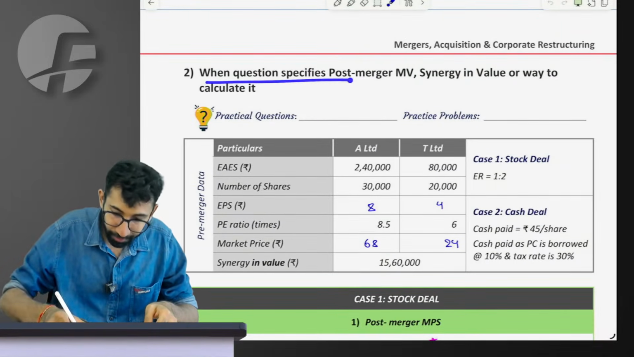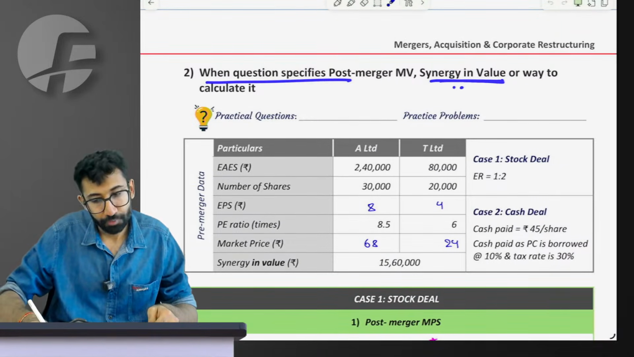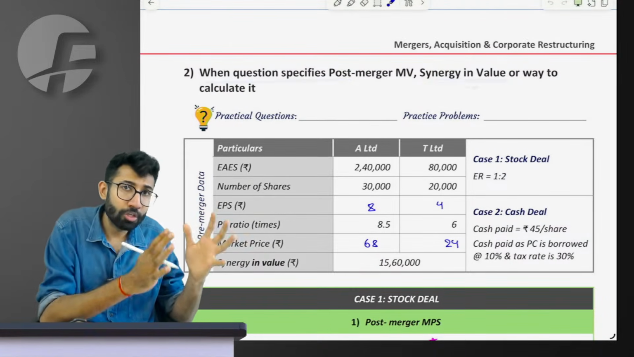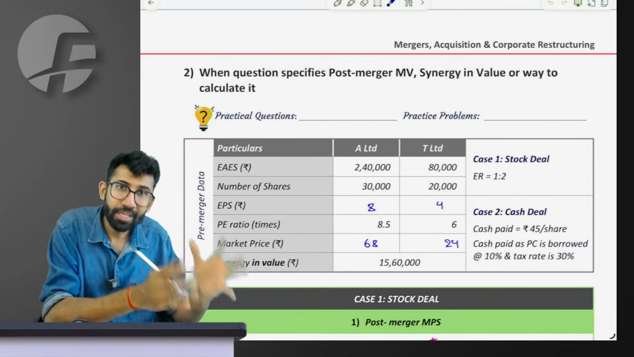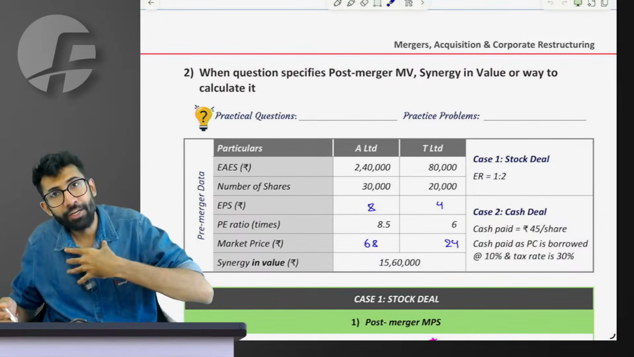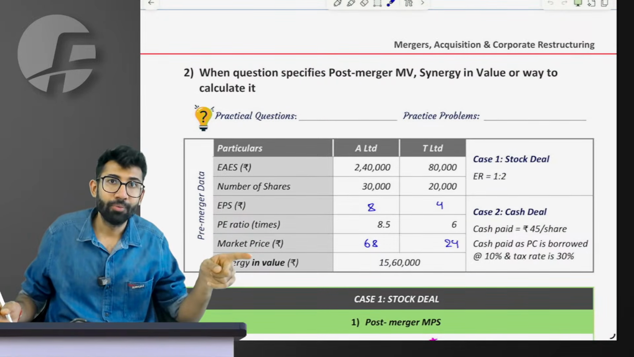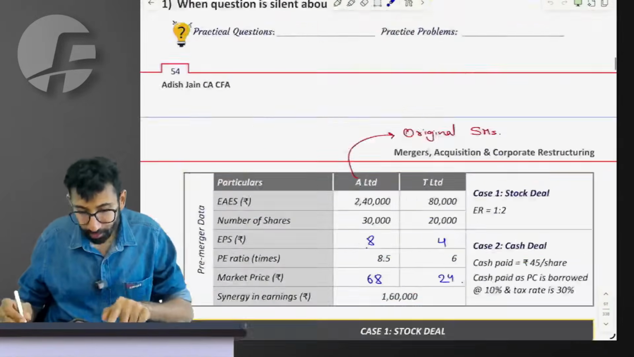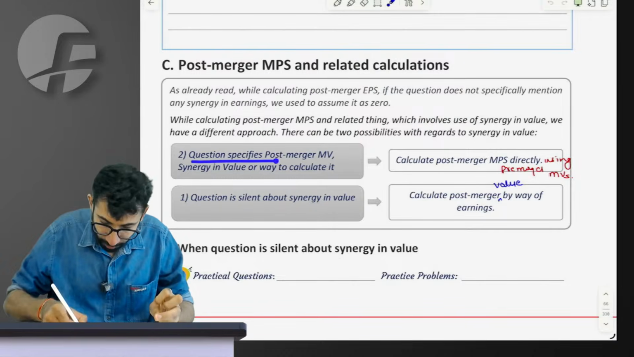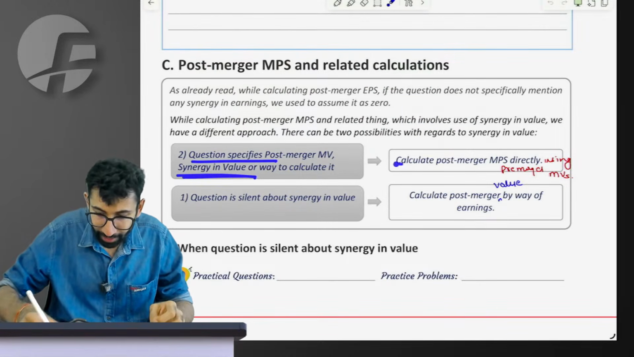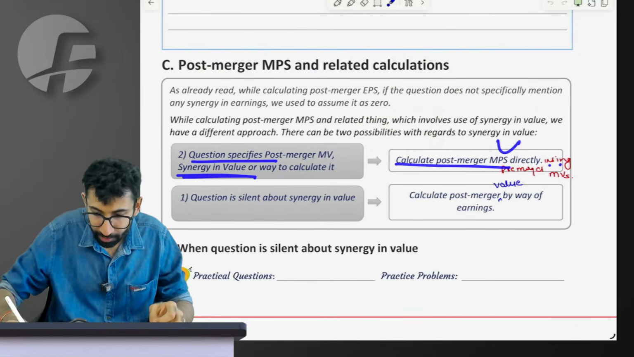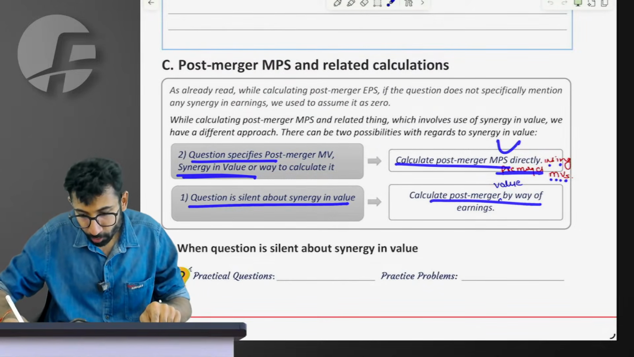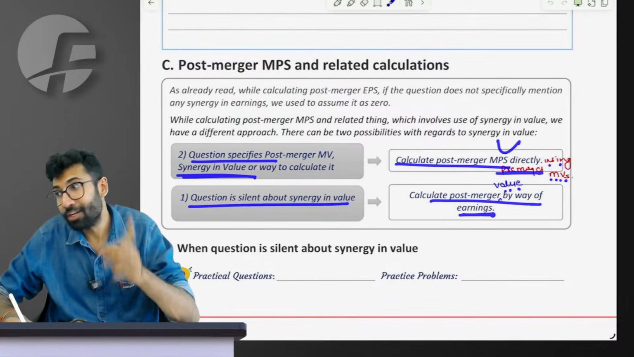When the question specifies the synergy in value, then after the merger, can't I do my value plus your value plus synergy in value? Why do I need to go by way of earnings? So that is what the original part is. If the question specifies synergy in value, calculate post-merger MPS directly using pre-merger market values. However, if the question is silent, calculate post-merger value by way of earnings, which is PAT into PE.